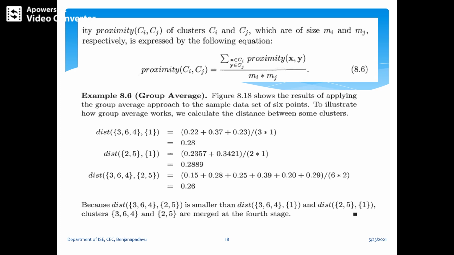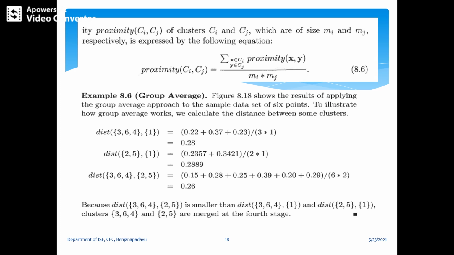So that's why we have calculated this. This is what we call the group average clustering of all the 6 points. The proximity formula is calculated because it is an average, so we take the x, y points divided by Mi into Mj, whatever Mi into Mj will be calculated.